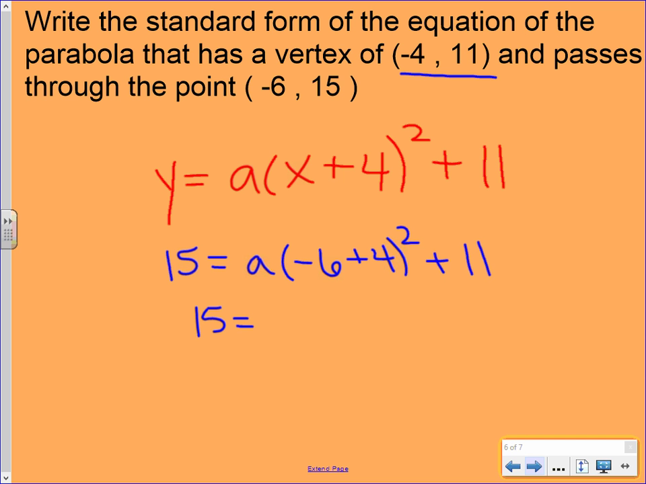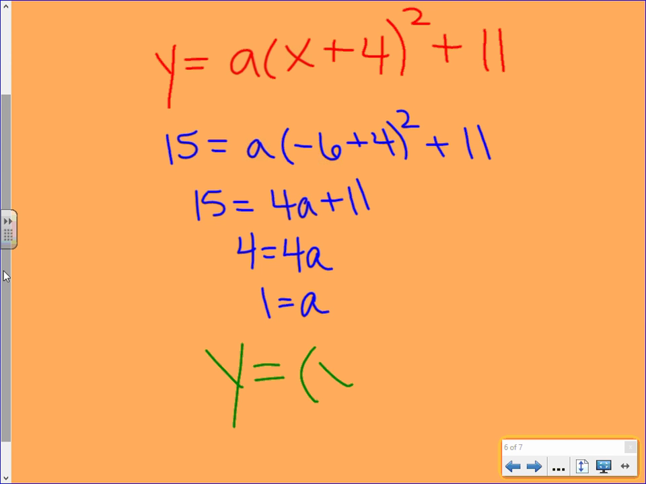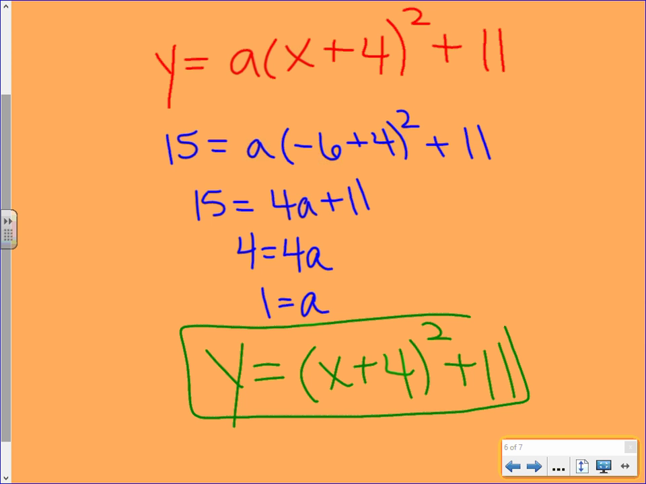So what's -6 plus 4, the quantity squared? 4. When we subtract 11 over, well, that sure works out nice, doesn't it? When we plug our x and y values in, a is 1. So our equation is y equals 1 times the quantity x plus 4, squared, plus 11. Works out pretty nice for us. Okay.